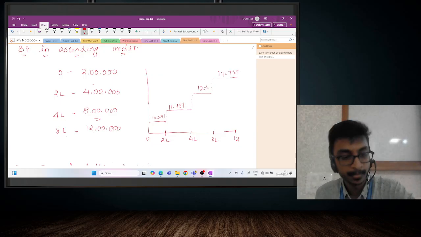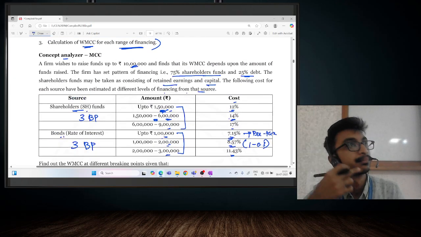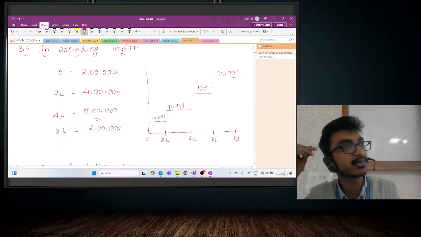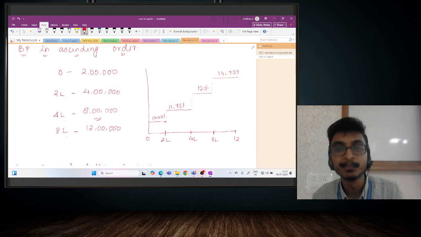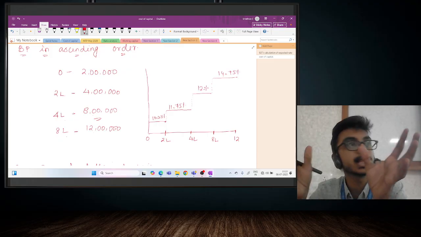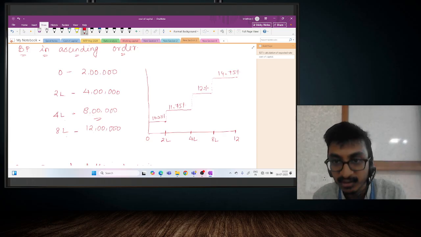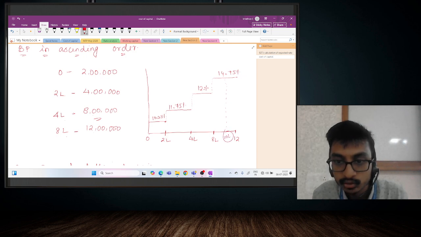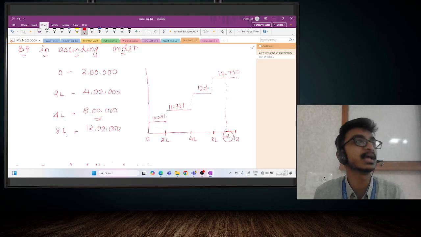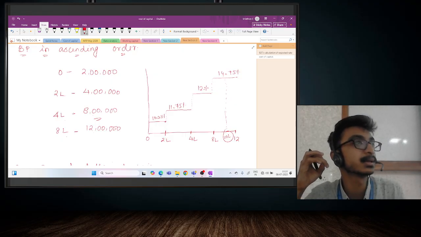14.75%. Now listen, in this question, what is the additional capital that the company wants to raise? 10 lakh rupees. So what will be their marginal cost of capital? 14.75. Why? Because the additional capital could be anything between 8 lakh to 12 lakh. 10 lakh is somewhere between 8 lakh and 12 lakh. So the weighted marginal cost of capital for raising an additional capital of 10 lakh rupees is 14.75%. Is this clear? Any doubt?